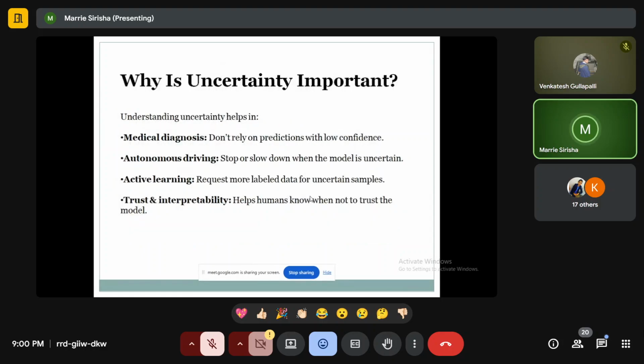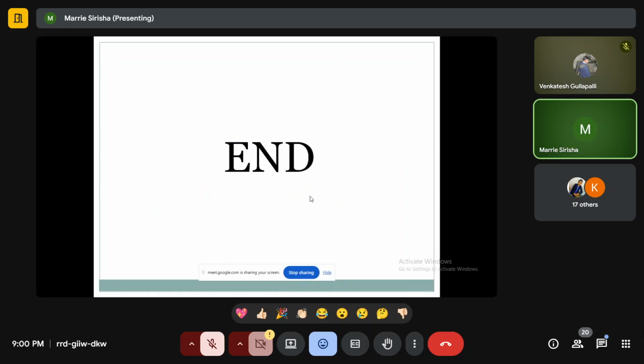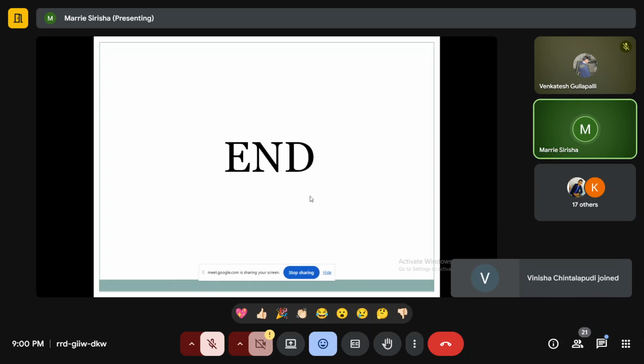So why is uncertainty important? They may ask, so you have to be very aware about this. It is necessary and important in medical diagnosis, autonomous driving, active learning, and trust and interpretability. Yes. So these are the important topics that you have in your second unit.